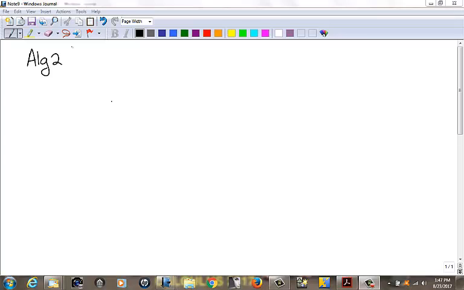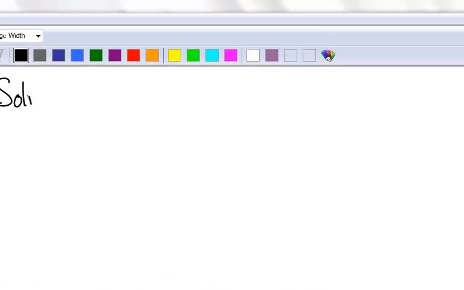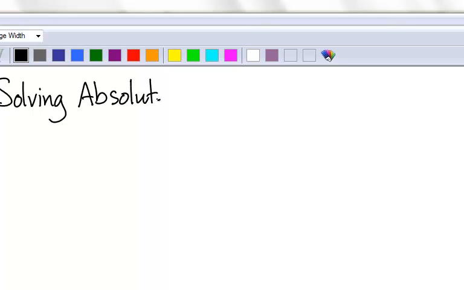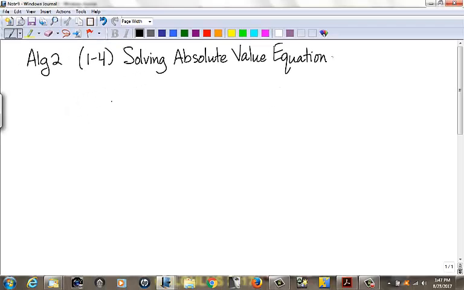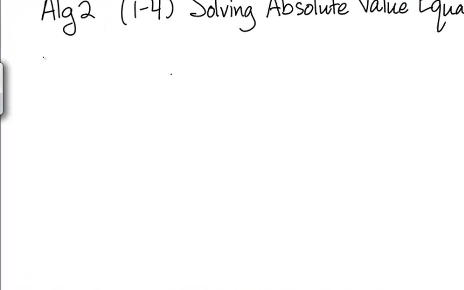Okay, so we're going to go through section 1.4 on solving absolute value equations. And you probably actually did this in Algebra 1, but I'm going to take it from the beginning. First, the author defines absolute value.